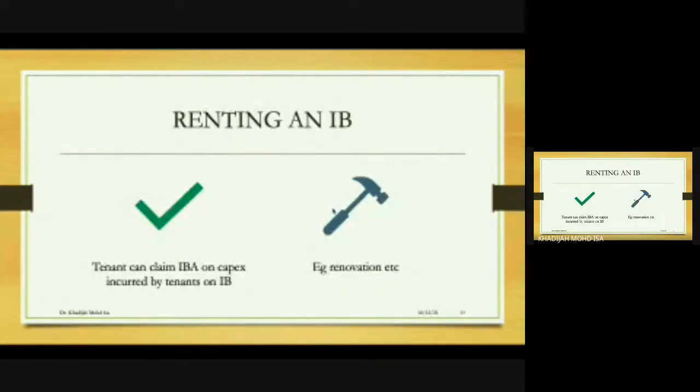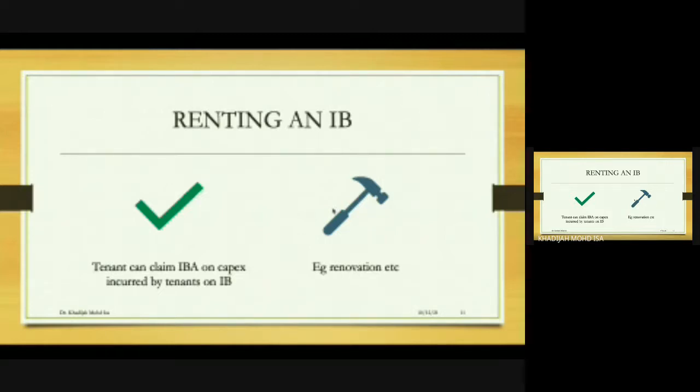If you are renting an industrial building, so you are the tenant, you can claim industrial building allowance, provided of course the building is used for industrial purpose. The tenant can claim IBA on capex incurred by the tenant. If you only pay rental, and you don't have any expenditure incurred, any renovation, you cannot claim industrial building allowance because you don't incur capital expenditure. You only pay rental expense, which is revenue in nature.